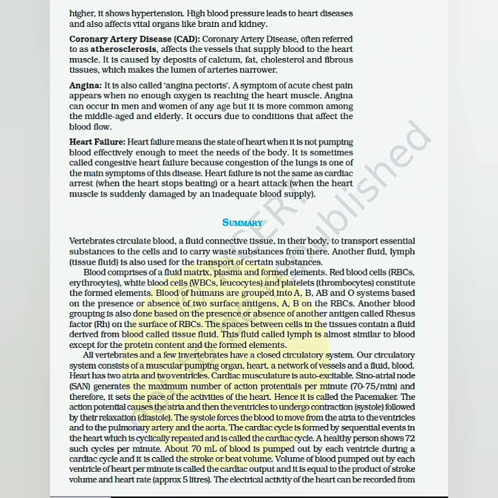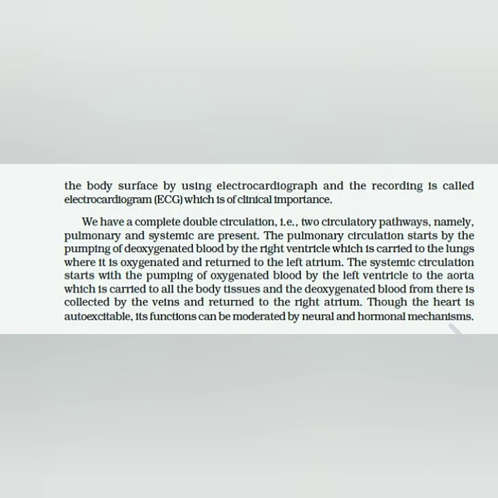About 70 milliliters of blood is pumped out by each ventricle during a cardiac cycle, and it is called the stroke or beat volume. The volume of blood pumped out by each ventricle of the heart per minute is called the cardiac output, and it is equal to the product of stroke volume and heart rate, approximately 5 liters. The electrical activities of the heart can be recorded from the body surface by using an electrocardiograph, and the recording is called an electrocardiogram, ECG, which is of clinical importance.